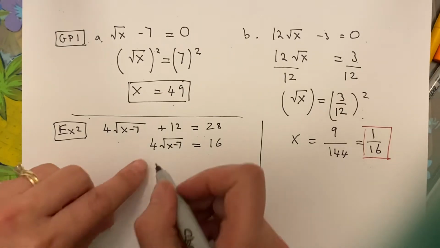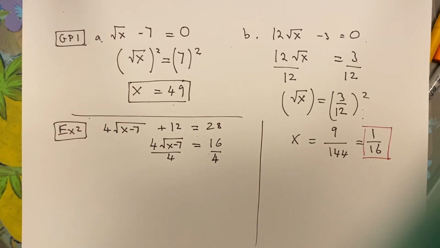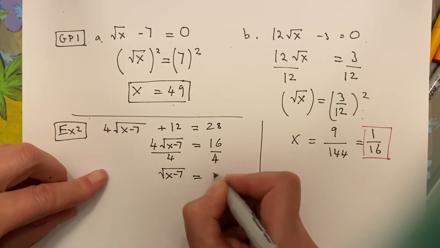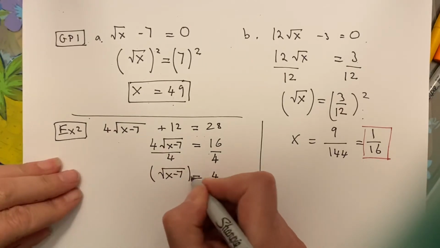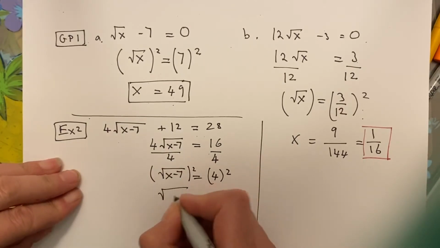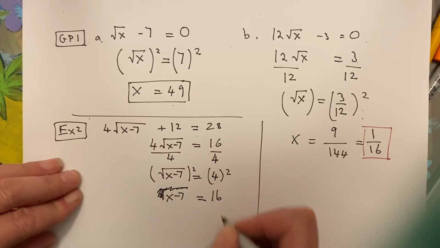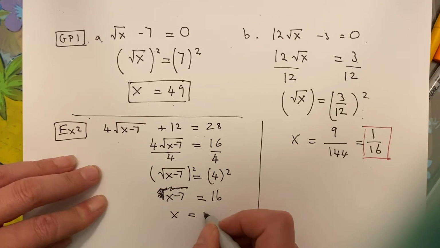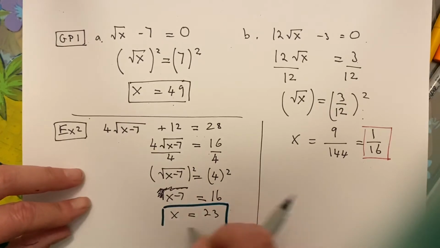Next, I have to get rid of the 4. So I have to divide both sides by 4. And so I get left with simply square root of x minus 7 equals 4. Well, I've learned what to do when I get a square root on one side. I just square it, and I square the other side. So x minus 7 equals 16. So I get left with x equals 23. So my solution is 23.